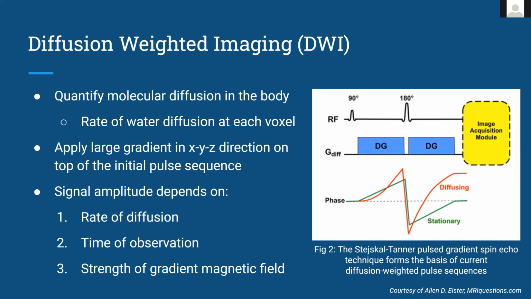And the longer we wait to observe the signal, the more time there is for the molecules to diffuse and also go out of phase. Similarly for the strength of the gradient magnetic field: the stronger it is, the more the molecules will dephase. The first feature is what we are trying to observe or detect, while the latter two are parameters that we control.